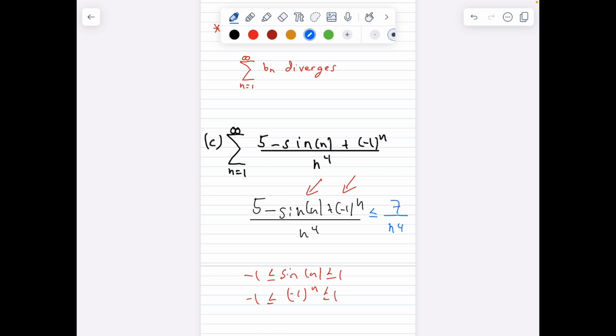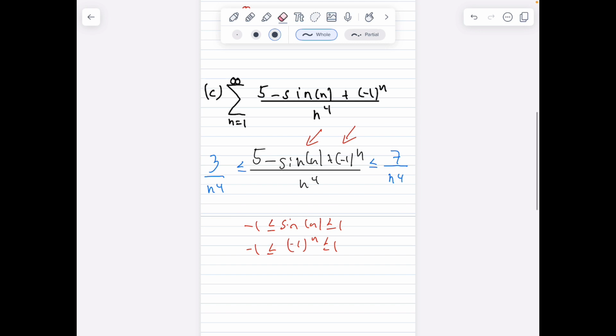And some people say, well, you know what? I see the inequality the other way too. I would say that the smallest this could be on the numerator is 3. If sine was 1, let's say, 5 minus 1 is 4, and then if minus 1 to the n was negative 1, 4 minus 1 would be 3. So that's how I'm thinking about this. Both of these inequalities are true.